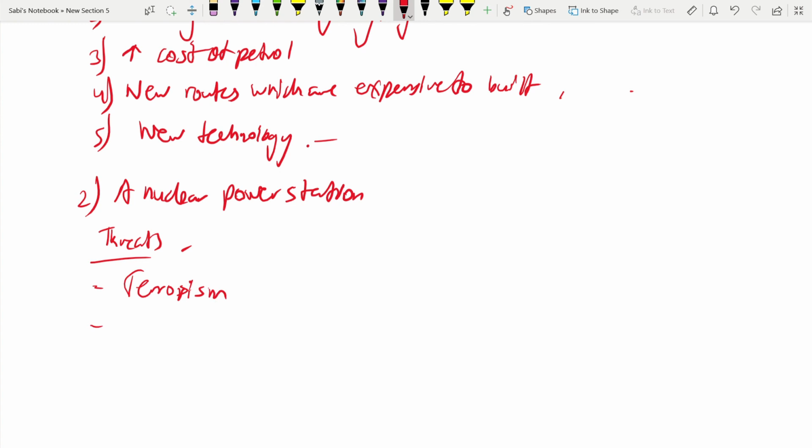Theft of nuclear material. What if the nuclear material gets stolen by someone? So there's a risk of theft of nuclear material. And it's very dangerous if nuclear materials get stolen. We all know that, right?